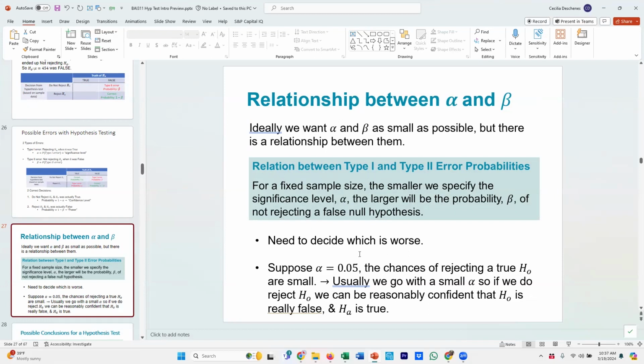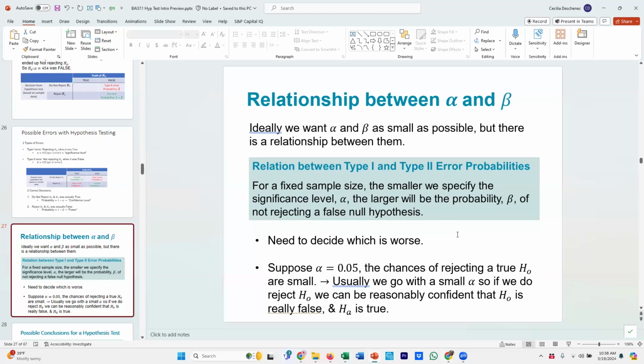What people will do in real life is try to bring them both down at the same time by making the sample size bigger. That's the only other variable that we can really affect here. So one way to increase the power and raise the confidence level is to increase the sample size. So the bigger you make the sample size, I might have misspoke, you want to make the sample size as big as possible. It'll bring them both down. It's the only thing that works.